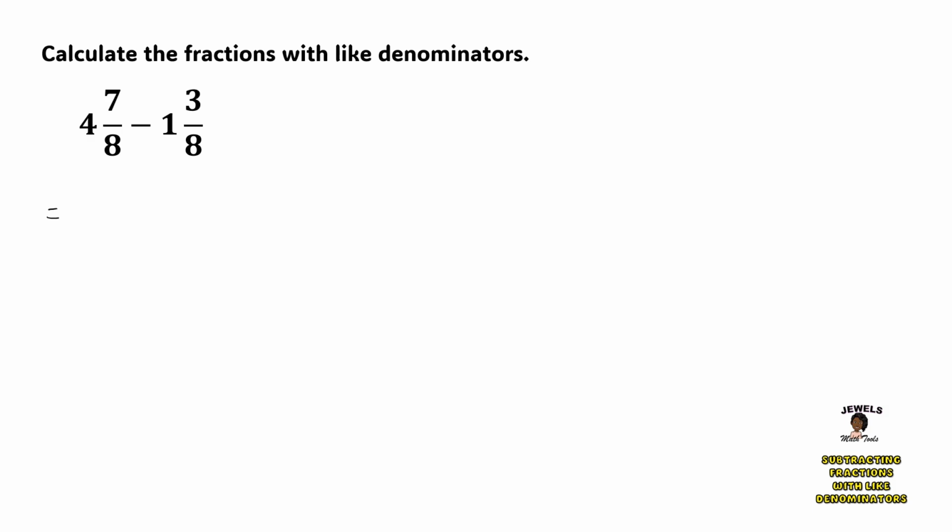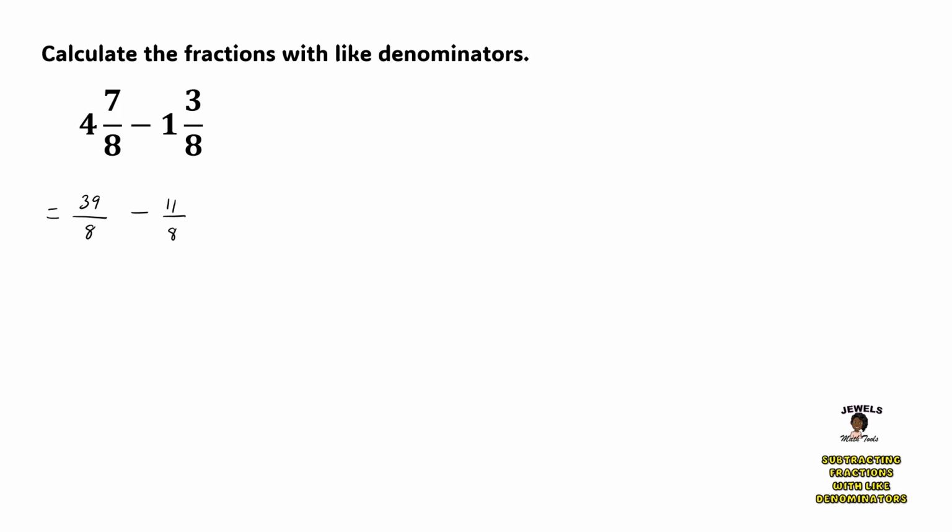So in converting our mixed fraction into an improper fraction, just remember that you always multiply the denominator by the whole number and then add that product to the numerator. So we're going to multiply 8 times 4, which is 32, and 32 plus 7 will equal 39. And remember that our denominator always stays the same. So we're going to do the same thing to this fraction as well. So 1 times 8 is 8, and 8 plus 3 is equal to 11.